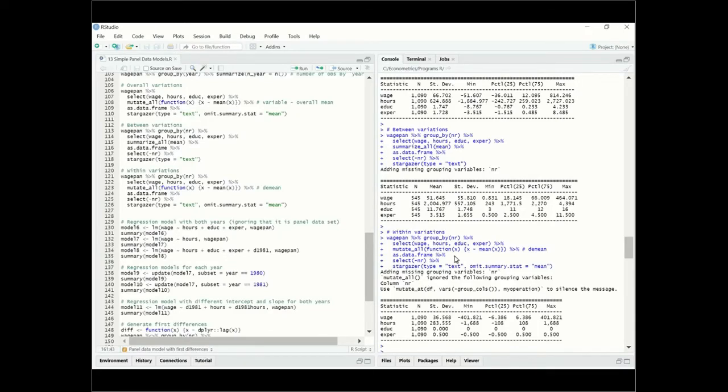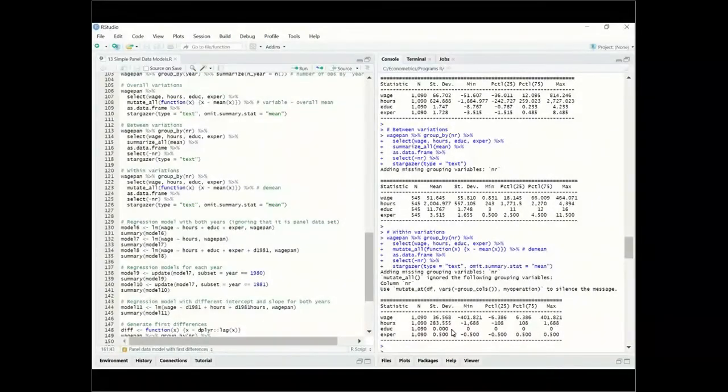And then, of course, we're just going to be summarizing this data set. So here, these are the variations that we have for each of these variables. And one of the very interesting things to notice is that the standard deviation of the education variable is 0.